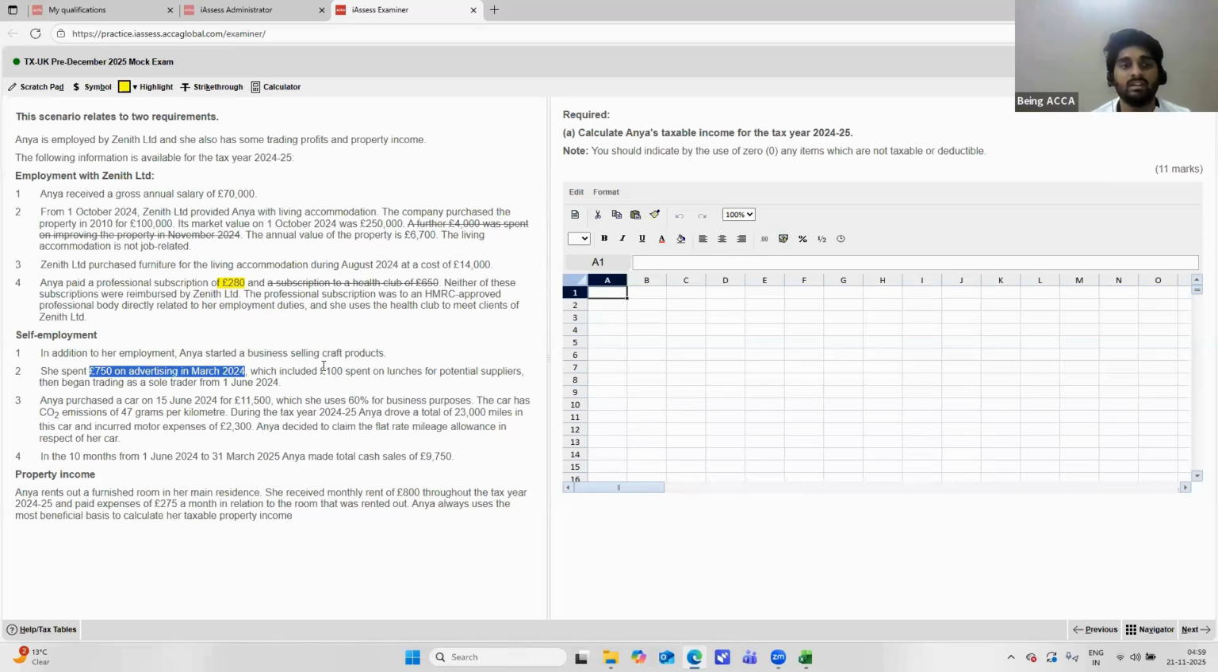So as we can see, the £100 spent on the lunches for potential suppliers is entertainment of suppliers, which is a disallowed expenditure. So this is disallowed.